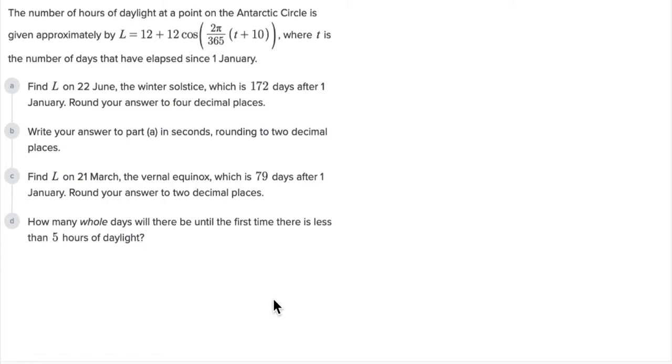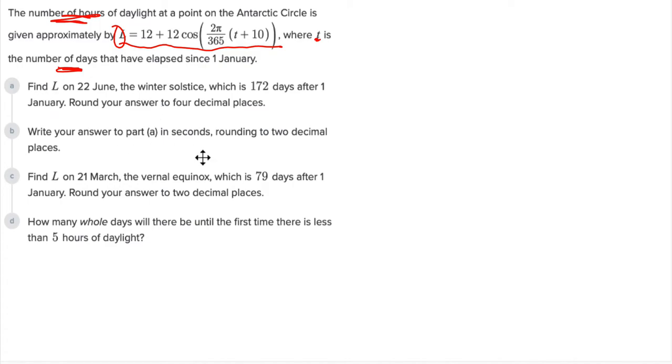All right, let's look at this representation of a real world problem using trig functions or trig equations. The number of hours of daylight at a point on the Antarctic Circle is given approximately by L equals this equation. This is important. T represents the number of days that have elapsed since the 1st of January, and L represents the number of hours of daylight. That's important. So let's look at part A.